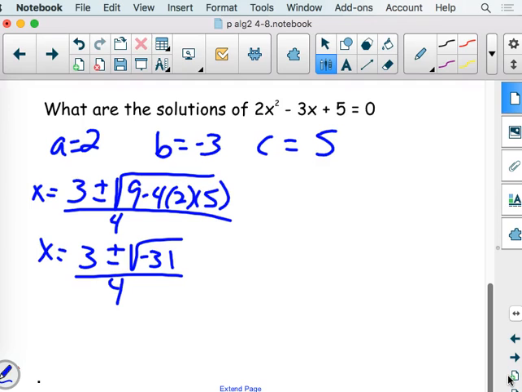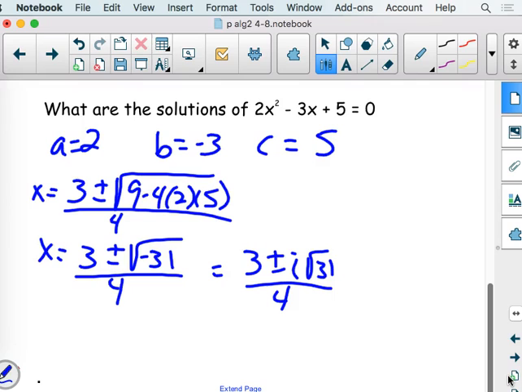Almost done. There's only one thing we can do to simplify this. What is it? Yeah, that's it. All we can do is take the square root of negative 1 out of there, and we have to take that out. And for the quadratic formula, that would be a perfect answer. We would not separate that.